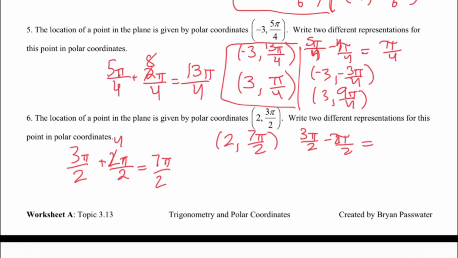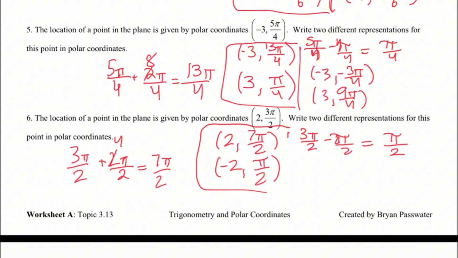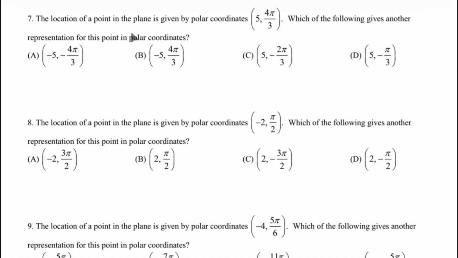Multiply 2 top and bottom, and that gives me pi over 2. And so -2 pi over 2. Those are the two answers that I got. But you could have also gotten 2, negative pi over 2, or -2, 5 pi over 2. Now we're moving on to multiple choice questions.